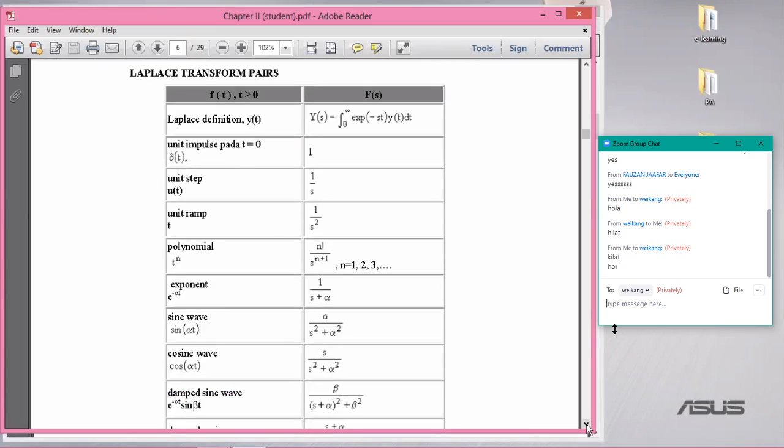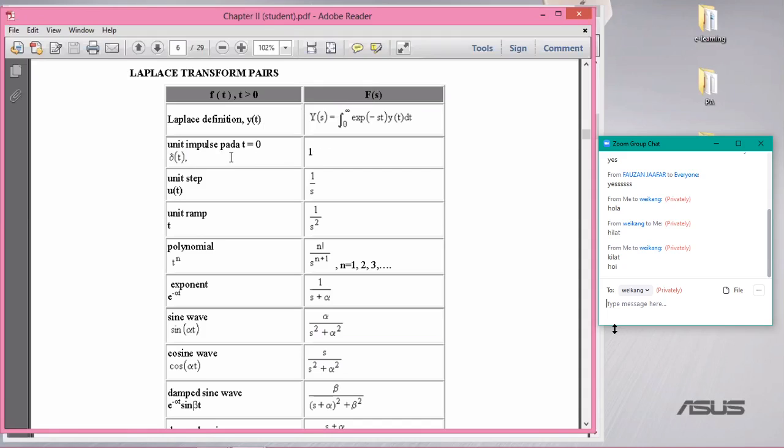There, okay, there's your Laplace transformation table. This is the pair of time domain f of t, small f of t is in time domain, capital F of s is in Laplace domain. So you have a pair here.